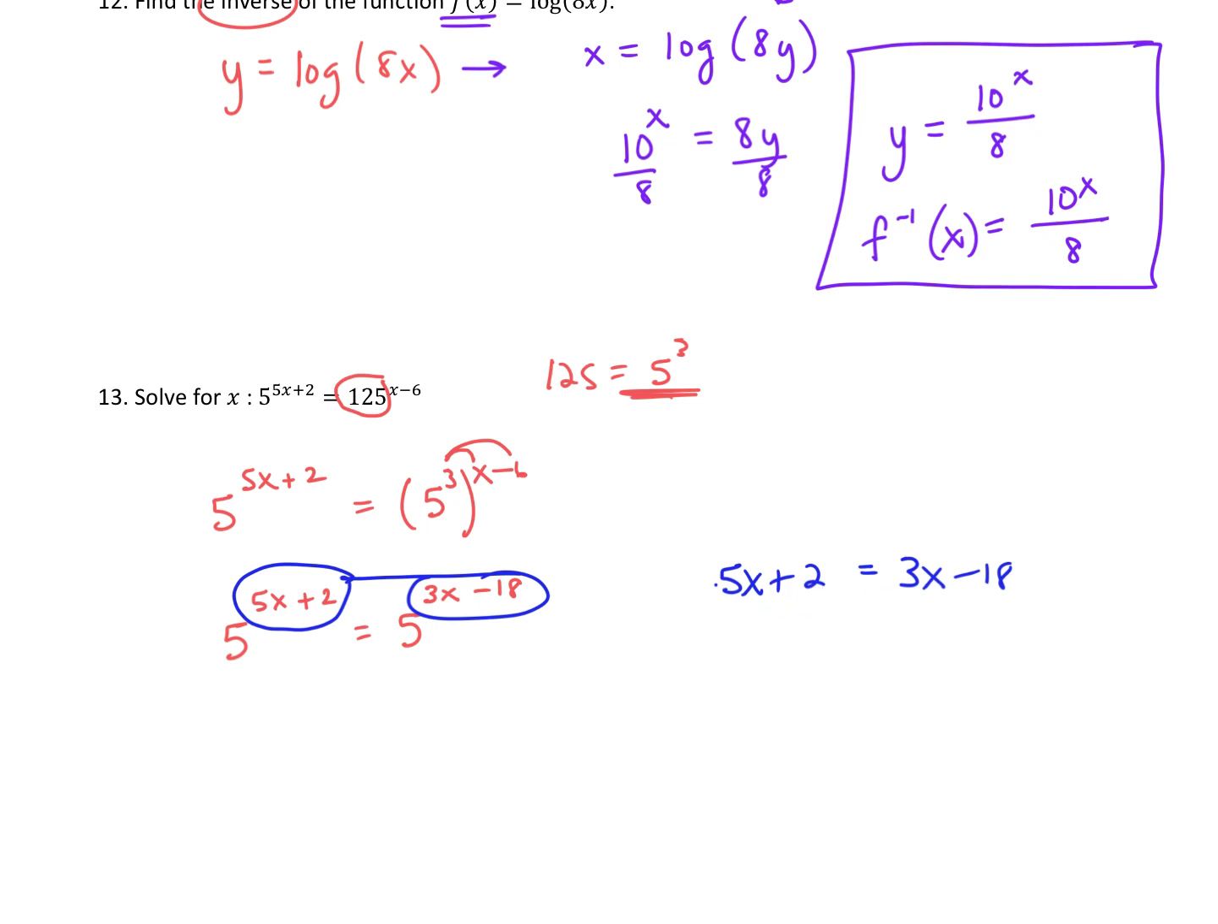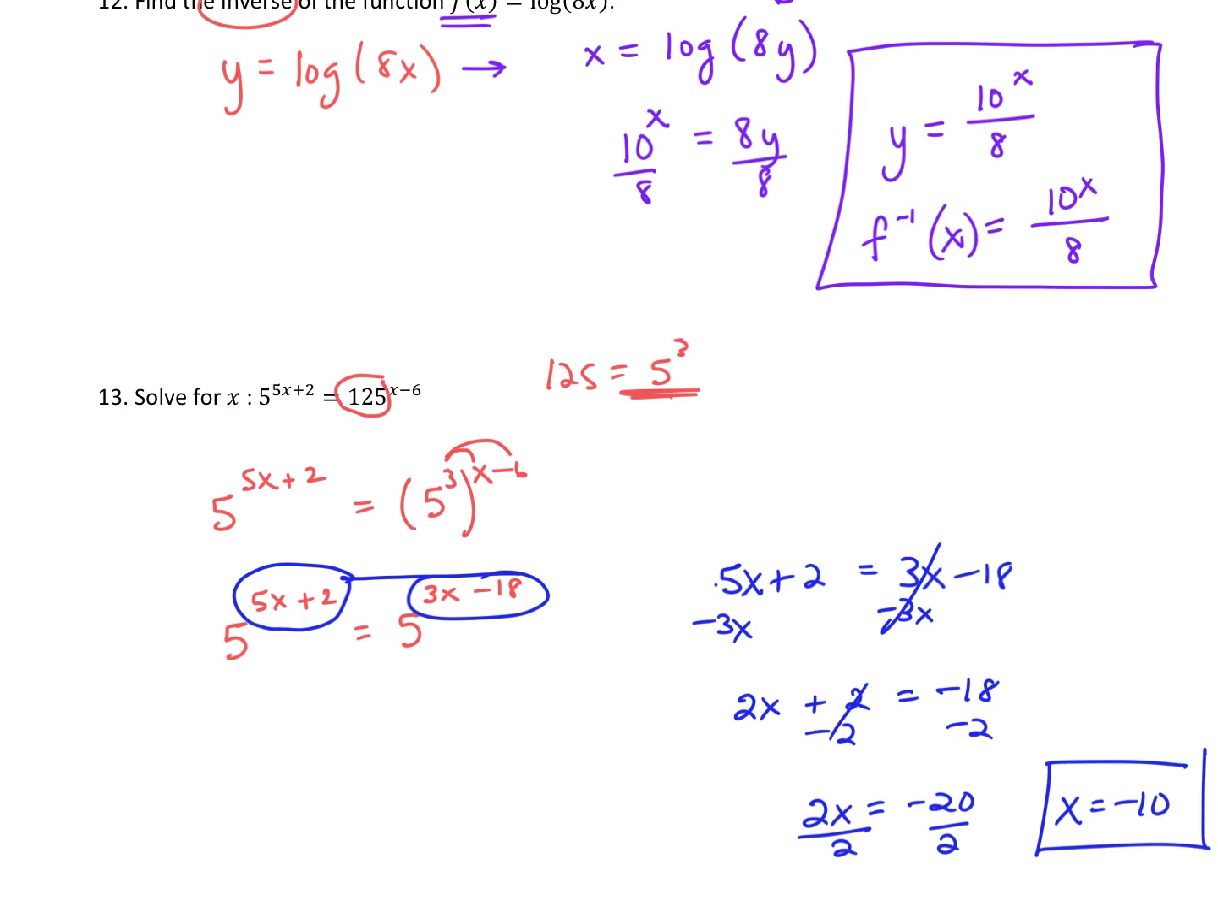So when we solve this equation, we're going to start by getting the x's to the same side. So let's subtract 3x from both sides. 3x minus 3x is 0. 5x minus 3x is 2x. Carry on the plus 2 equals, that is a negative 18. Let's subtract 2 from both sides. So 2x is equal to negative 20. And then last, we're going to divide by 2. We get x equal to negative 10.